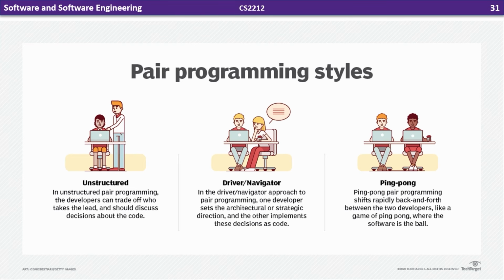The person who sets those directions is also doing quality assurance, making sure that what they're doing makes sense. And then the last one is ping pong. In ping pong pair programming, it shifts rapidly back and forth between the two developers, like a game of ping pong, where the software is the ball. That's commonly two people sitting close together working on similar or the same problem, but with two computers instead of just one.